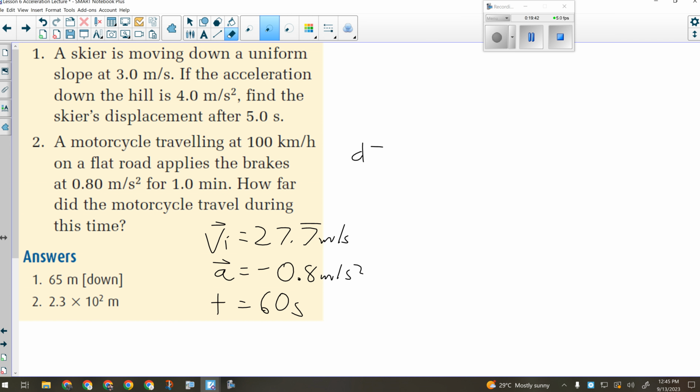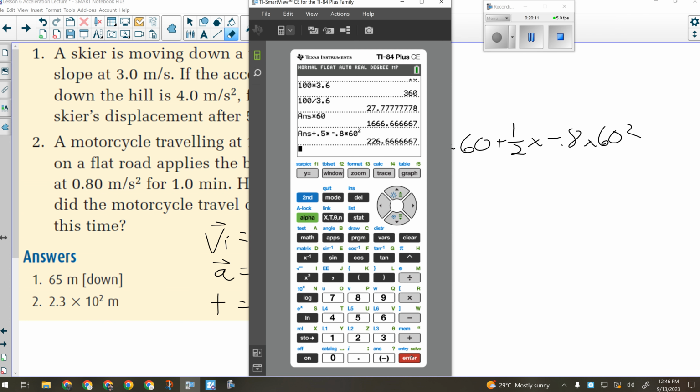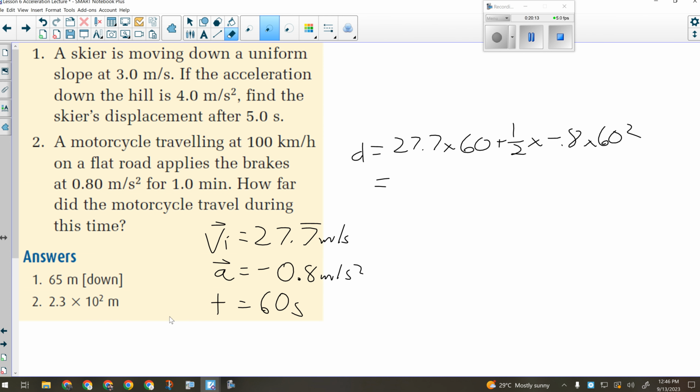So d equals v_i t plus 1/2 a t squared, so 27.7 times 60 plus 0.5 times negative 0.8 times 60 squared. So we only have two significant figures there, so we would have 2.3 times 10 to the 2 meters.